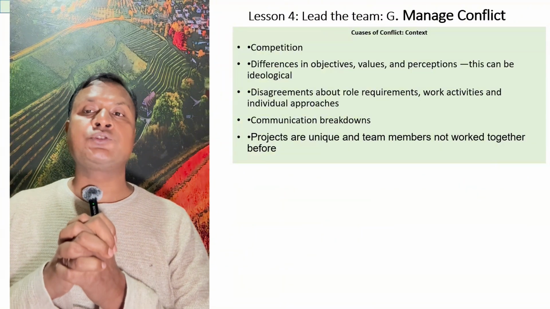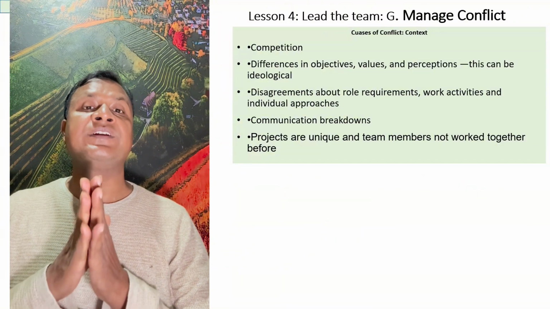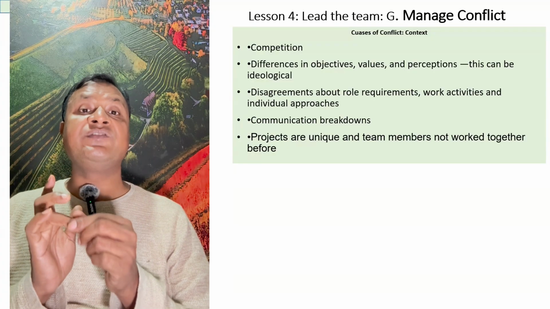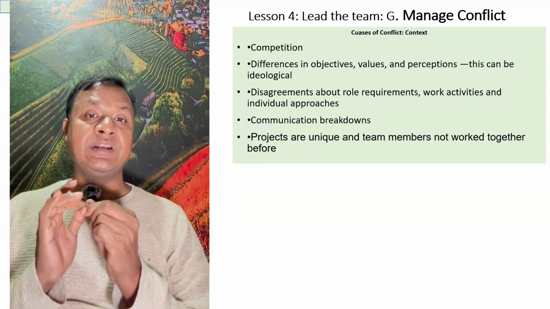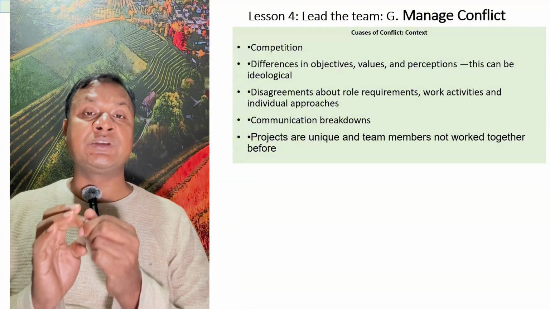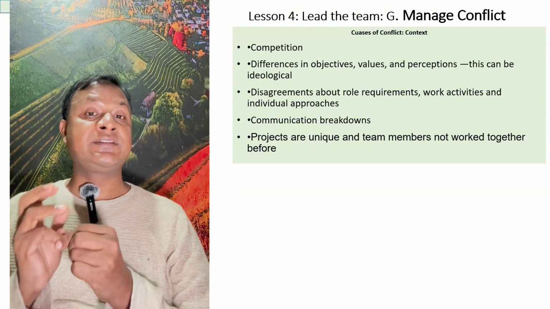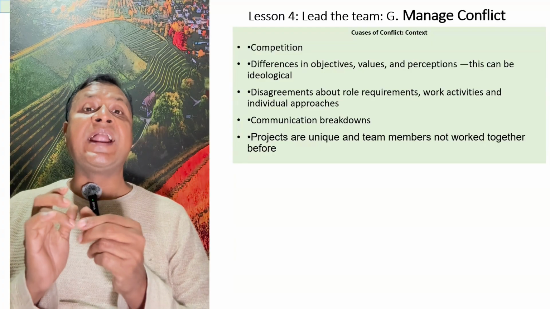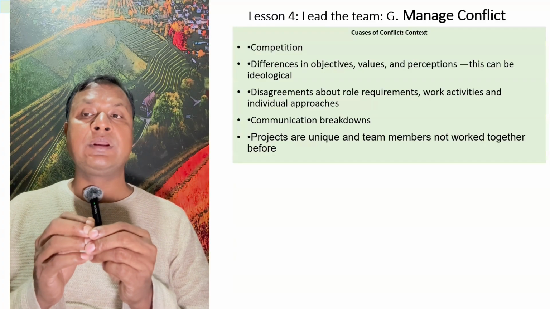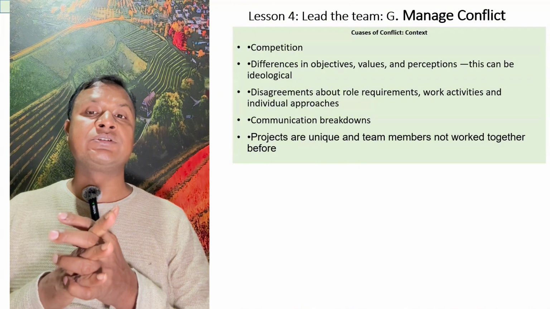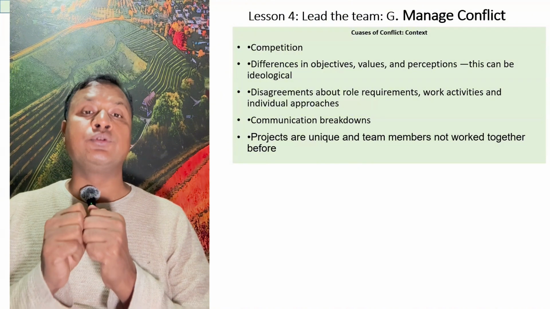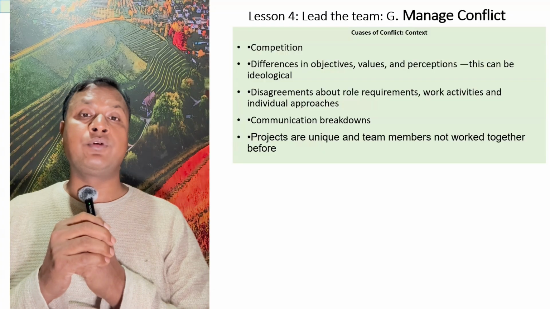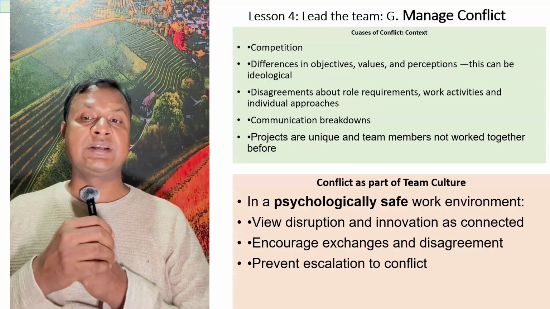So why does conflict actually happen? Causes of conflict: competition, differences of objectives, different values, different aspirations and perceptions. These can be ideological, political, social, religious, and disagreement about role requirements, work activities, individual approaches, and communication breakdown also a problem. And projects are unique and team members may not have worked together before. So that's why conflict occurs.